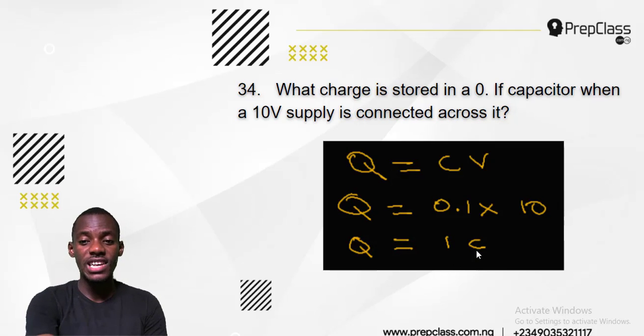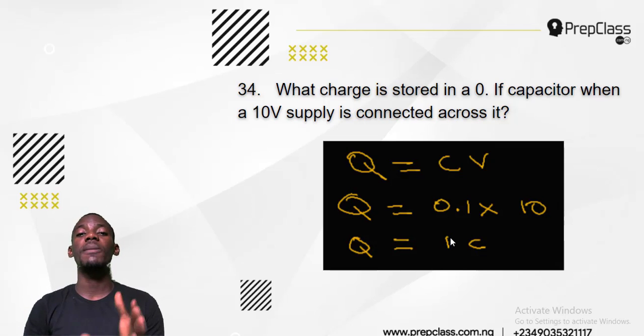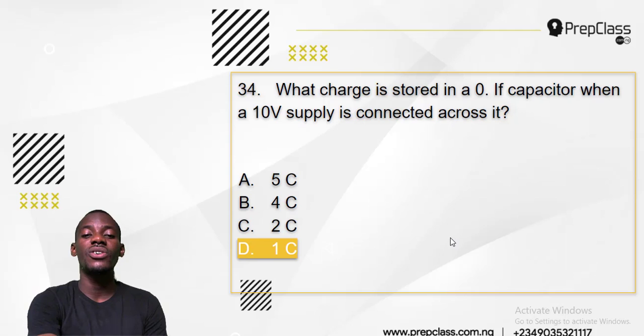This C is capacitance, but charge is measured in coulombs. So the answer is 1 coulomb. Please note, differentiate this C from this C. This answer is 1 coulomb, while this one I represent with capacitance. So multiplying the capacitance and the voltage will give you the charge, and that is just 1 coulomb.